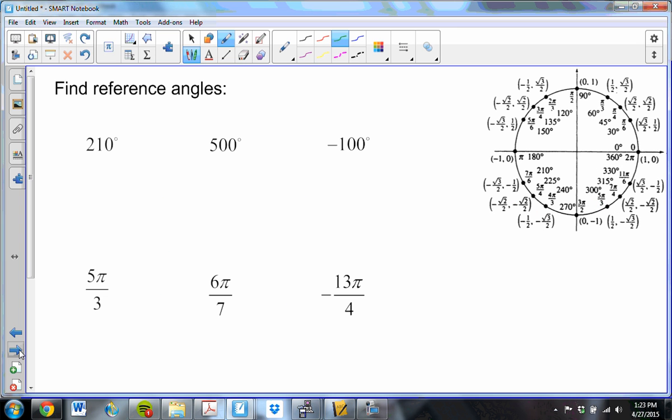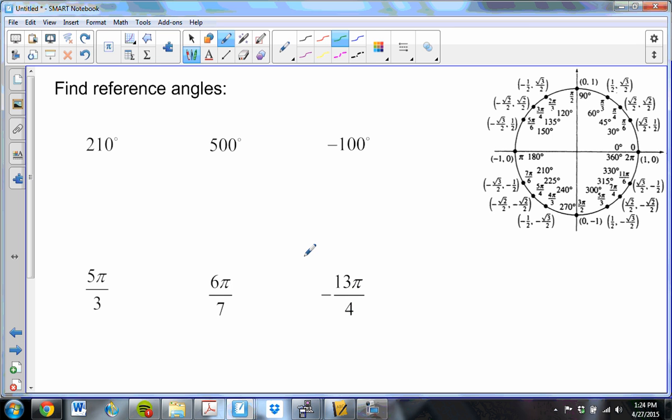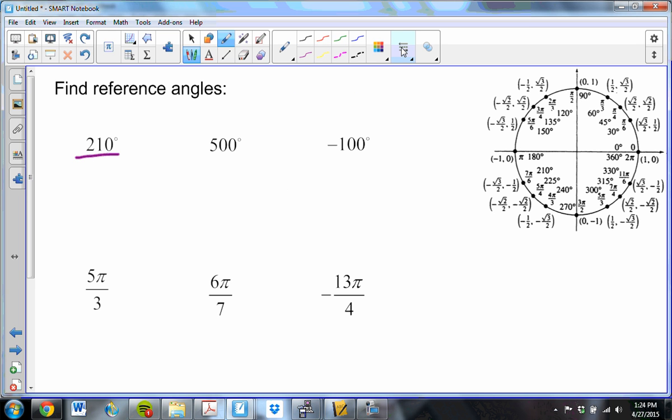Reference angles is another one we're going to look at. A reference angle is just taking an angle and putting it in the first quadrant. So the first example we have is 210 degrees. Well, again, if things are on the unit circle, they're always easier. 210 degrees is right here. This angle here is 210 degrees.